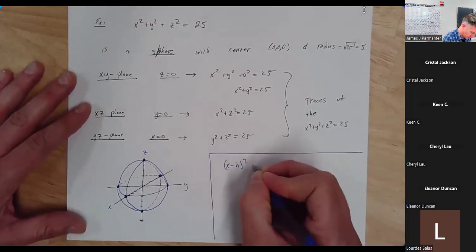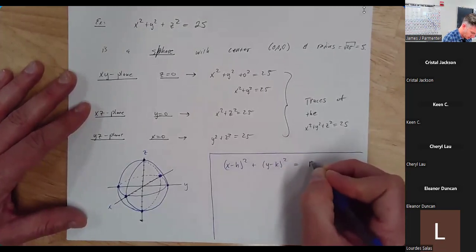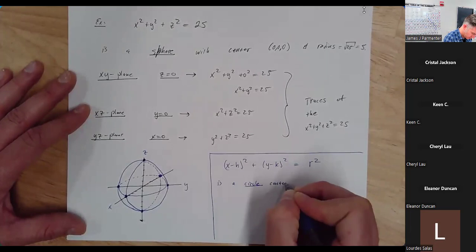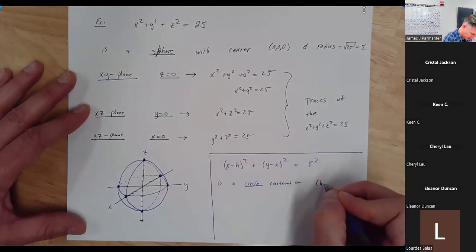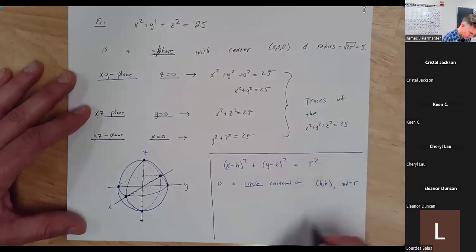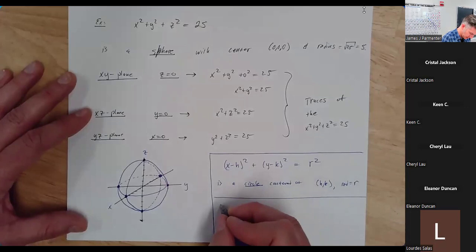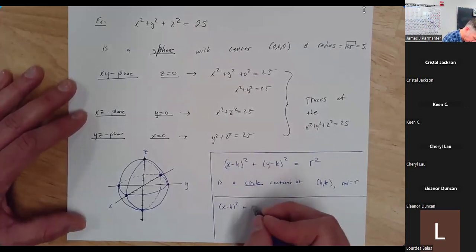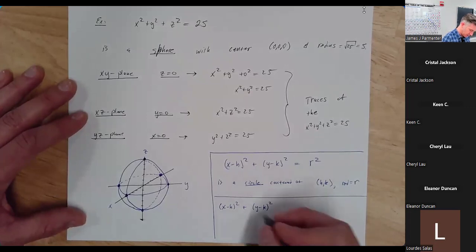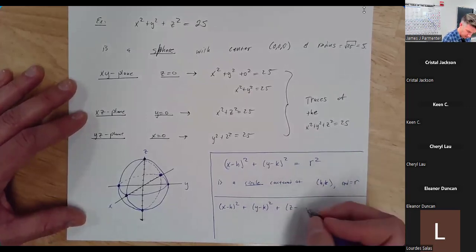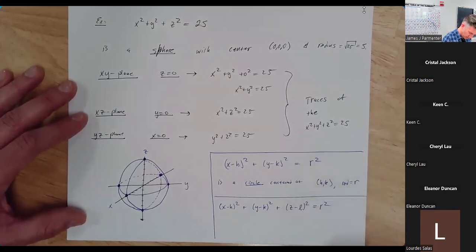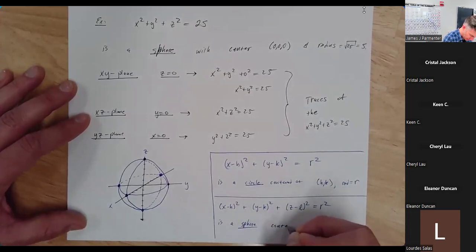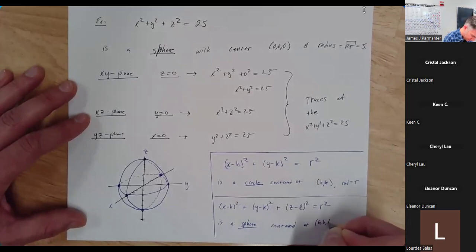So x minus h squared plus y minus k squared equal to r squared is a circle centered at the point h, comma k, radius is r. And then the analogous version in three dimensions, sorry, not analog, the analogous version, not the analog version. We're not talking about clocks. The analogous version, x minus h squared plus y minus k squared plus z minus, I don't know what letter we use, l squared equal to r squared is the equation of a sphere centered at h, k, l with a radius of r.